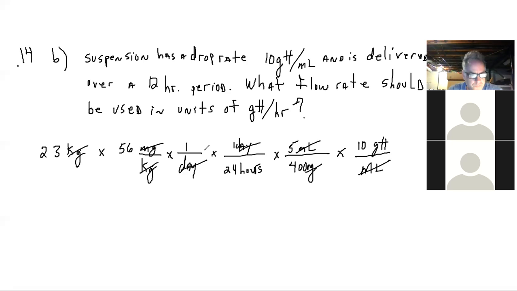All right, so now as before, I'm down to the units I need, GTT per hour, but I would do 23 times 56 times 5 times 10. That's all in the top. In the bottom, I'm going to divide this by the product of 24 times 400. All right. And that's going to come out to, rounding to the hundredths place again, 6.71 GTT per hour.